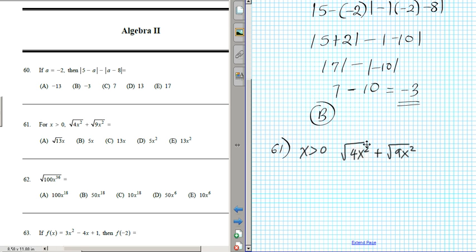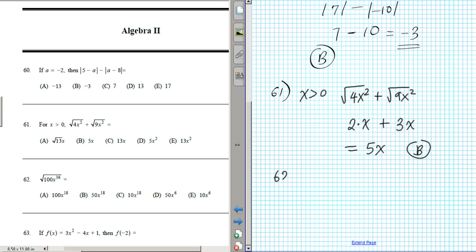So when I take the square root of 4x squared, I'm rooting 4 and x squared. So what times itself gives me 4? 2, right? Times the square root of x squared. Square root of x squared is just x. Plus, same story here, the square root of 9 is 3 because 3 times itself is 9. And the square root of x squared is x because x times x is x squared. If I add these two together, I'll have 5x as my final answer. Answer to number 61 is B. Alright, let's move along to number 62.